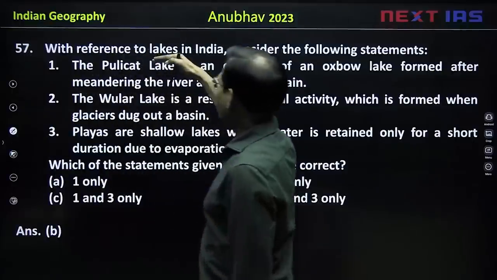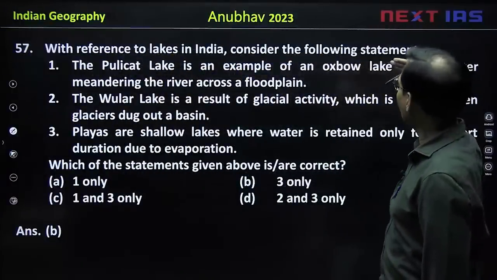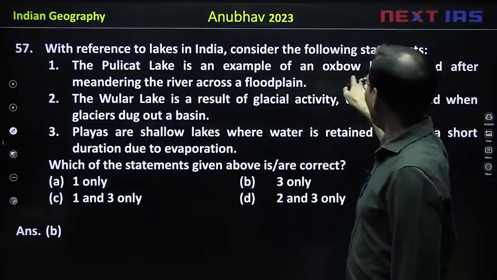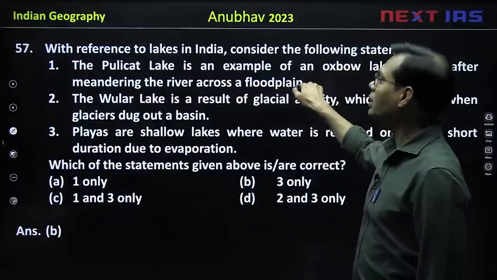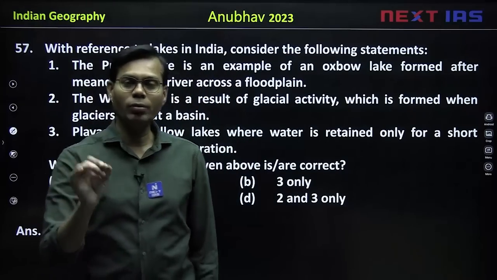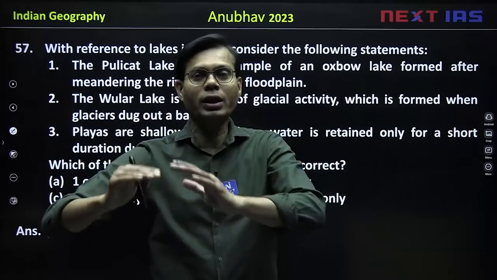The first question, number 57 of Indian geography, with reference to lakes in India, consider the following statements. The Pulikat Lake is an example of oxbow lake formed after the meandering of the river across the floodplain. So it is a question about the lakes in which Pulikat Lake is a very famous lake. I am sure that you will be slightly aware of it; it is the coastal area lake.